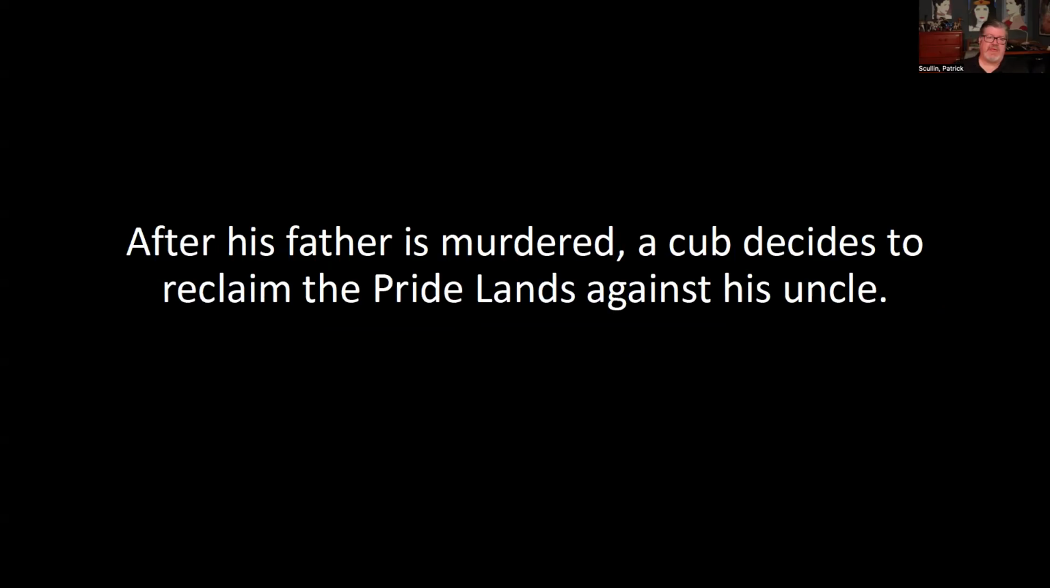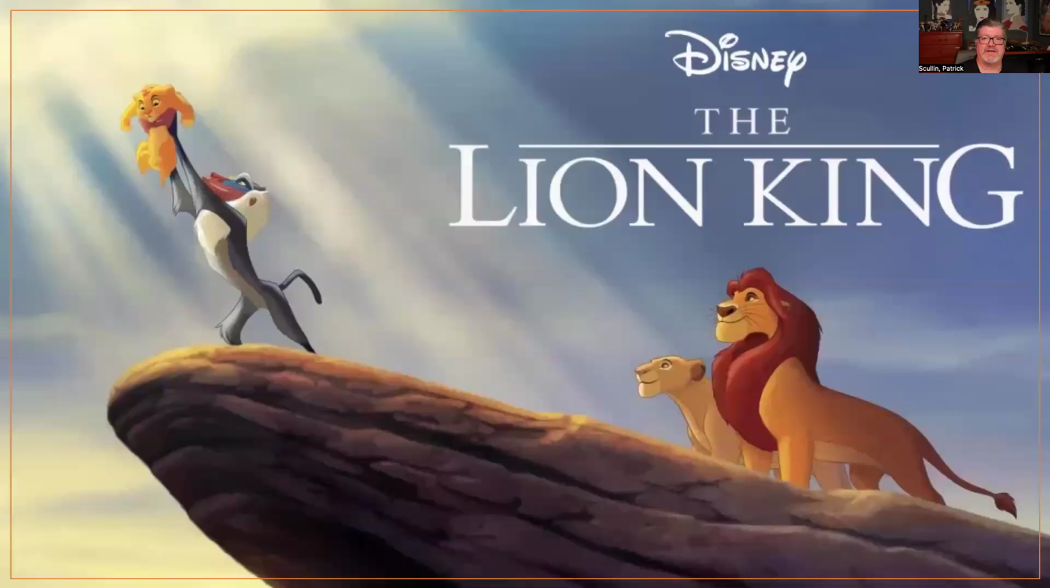Here's an example. After his father is murdered, a cub decides to reclaim the Pride Lands against his uncle. What is that? Lion King. Of course, there's lots of other things in the Lion King story. There are lots of other characters. There could even be subplots and other little pieces of things going on. There's a romance in the Lion King, right? But the basic story arc follows that initial conflict and the development of that main character and their story arc.